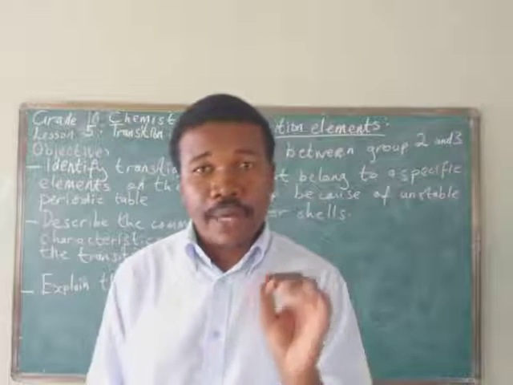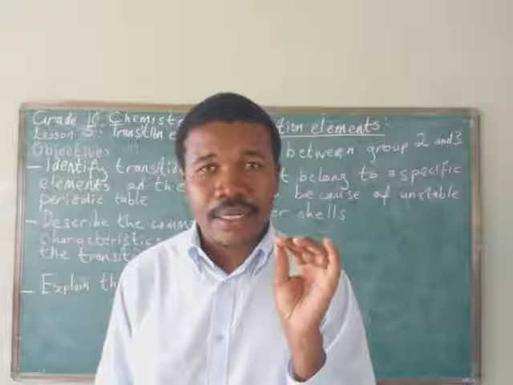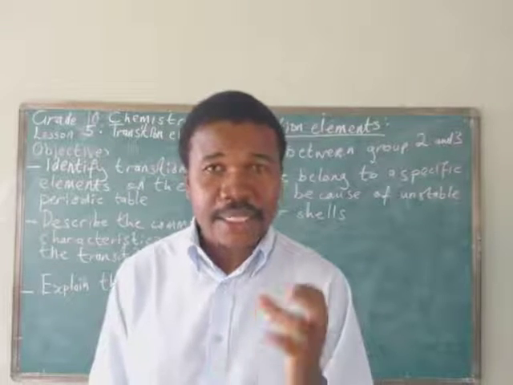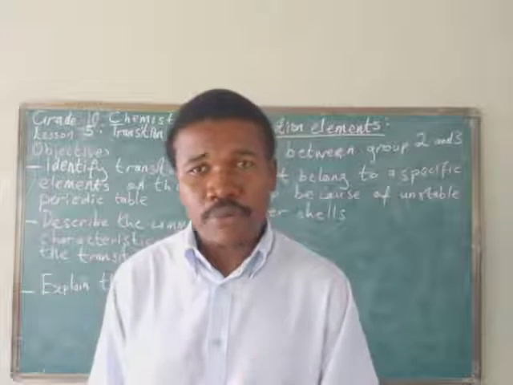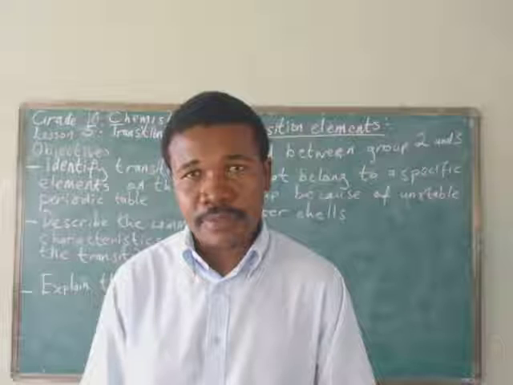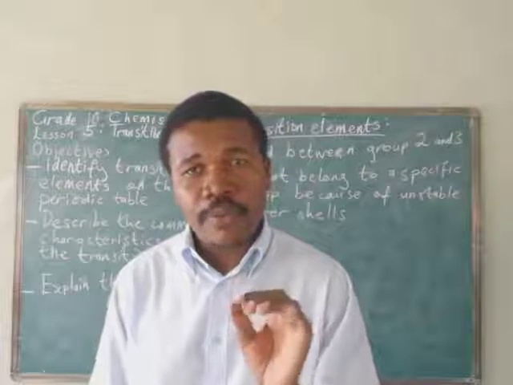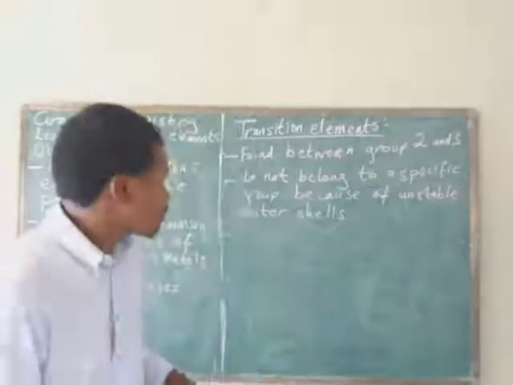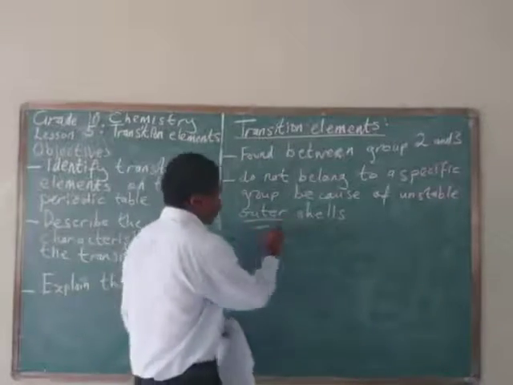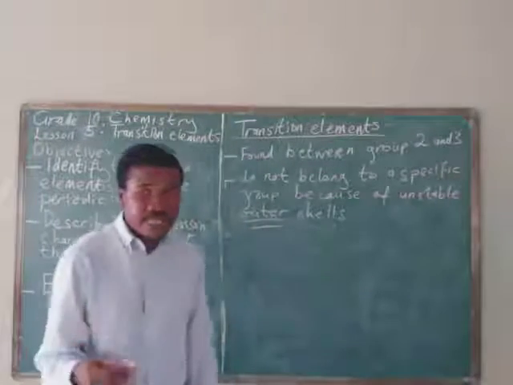Remember, the group number of an element or of an atom is determined by what? What determines which group number an atom is going to be found in? The group number of an atom is going to be determined by the number of electrons it has in its outer shell.